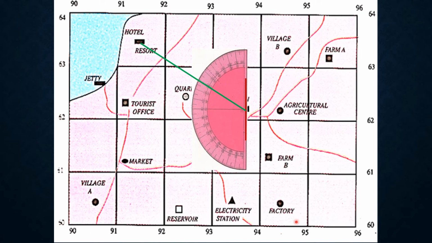So if it's anywhere over here, let's just say our bus station is right here, and we're looking for the bearing of either village A, farm B, village B, or even the factory, all we have to do is put our protractor here and locate our degree, and that's it. We don't have to add anything.